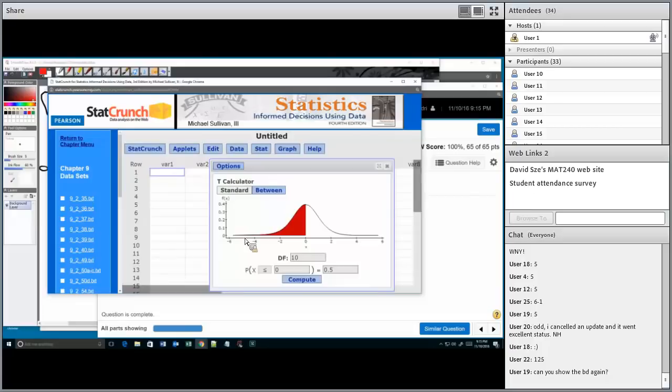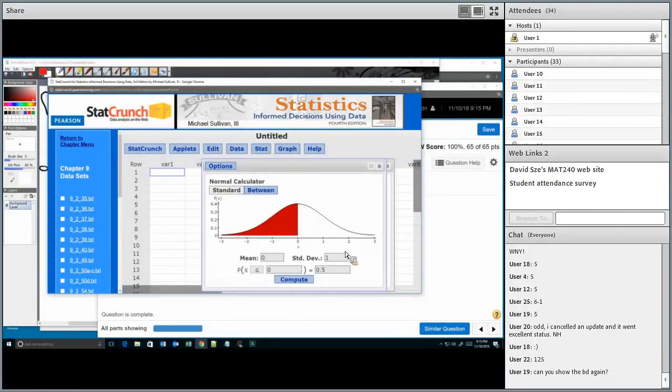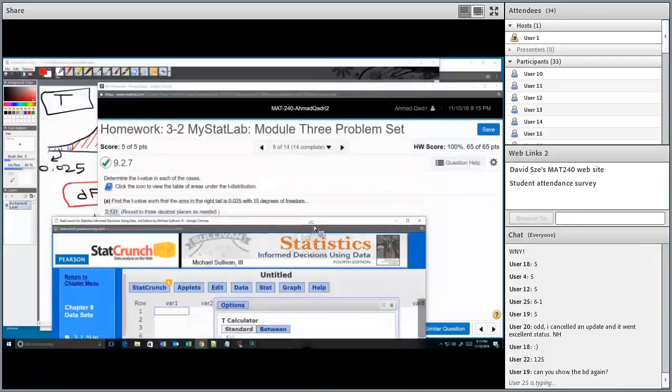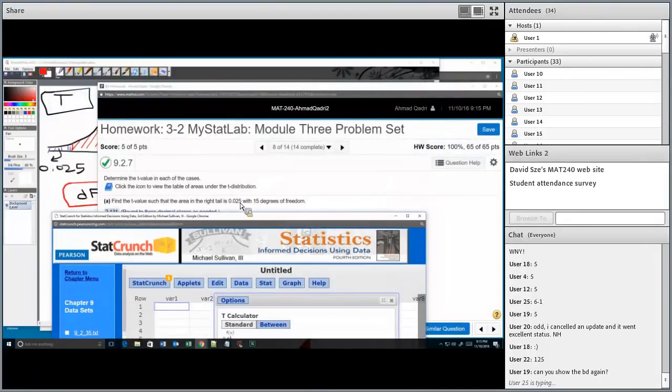And now notice, just like I said, the t distribution has heavier tails. You can see the heavier tails here. Compare it to the normal calculator. See, the tails are not that heavy. Okay, so here we have the t calculator, and the question said the area in the right tail is 0.025 with 15 degrees of freedom.